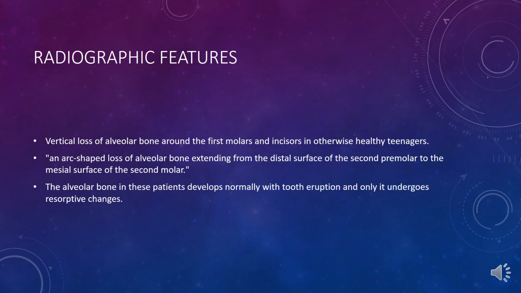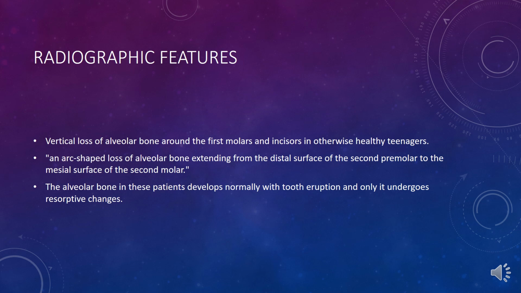Radiographic features. Vertical loss of alveolar bone around the first molars and incisors in otherwise healthy teenagers is considered to be a classic diagnostic sign of localized aggressive periodontitis.